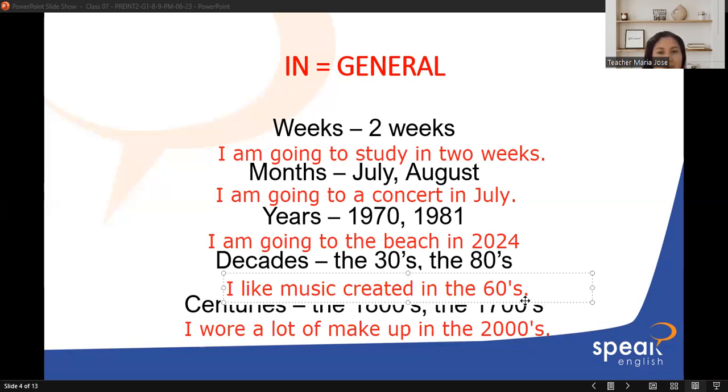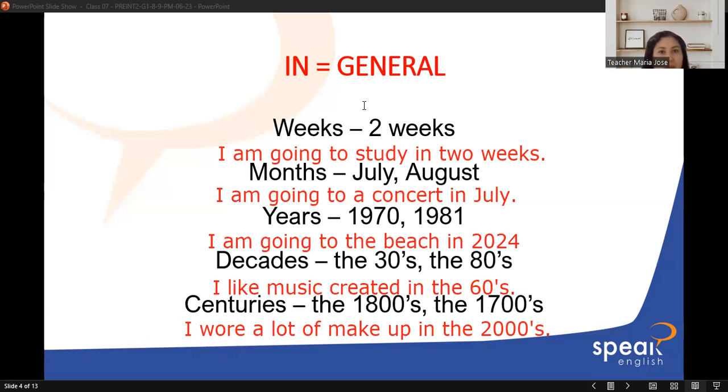So remember, whenever we are talking about time expressions related to weeks, or I mean something very general, like weeks, months, years, decades, or even centuries, we are always going to use in, okay? In. That is specifically for this. Let's continue.